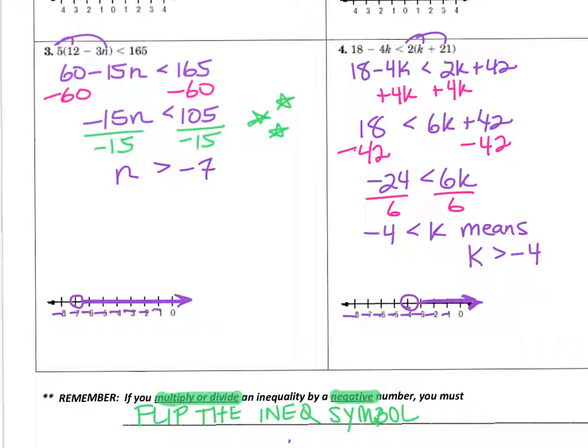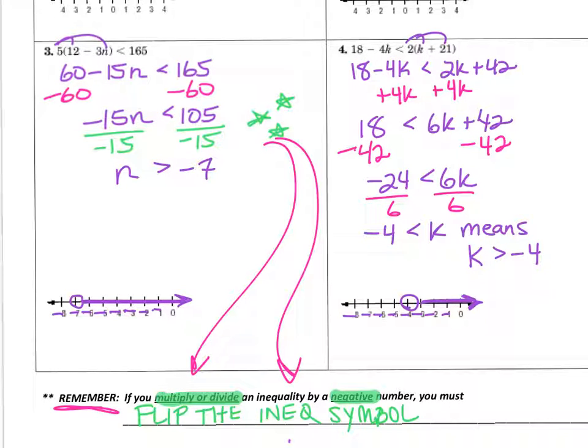Okay, so again, remember that if you multiply or divide an inequality by a negative number, then you have to flip the inequality symbol. This is the end of lesson 1-5.